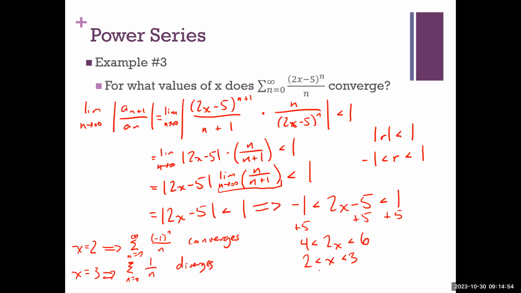So the ratio test showed us that every x value between 2 and 3 gives us convergence. But what else do I have to include? The 2. So I think this is my full set of x values that gives me convergence, that half-closed interval: x is between 2 and 3, including 2, excluding 3. So we did quite a few things to get to the end there. Any questions about how we built that up?